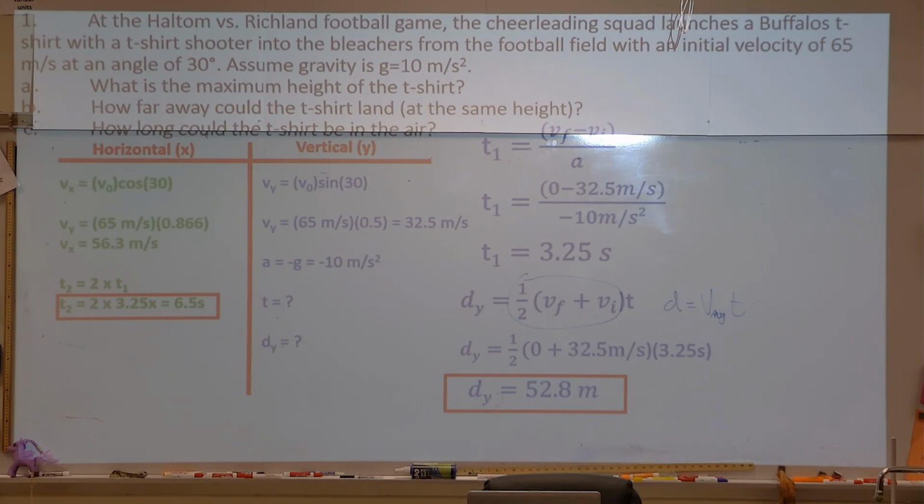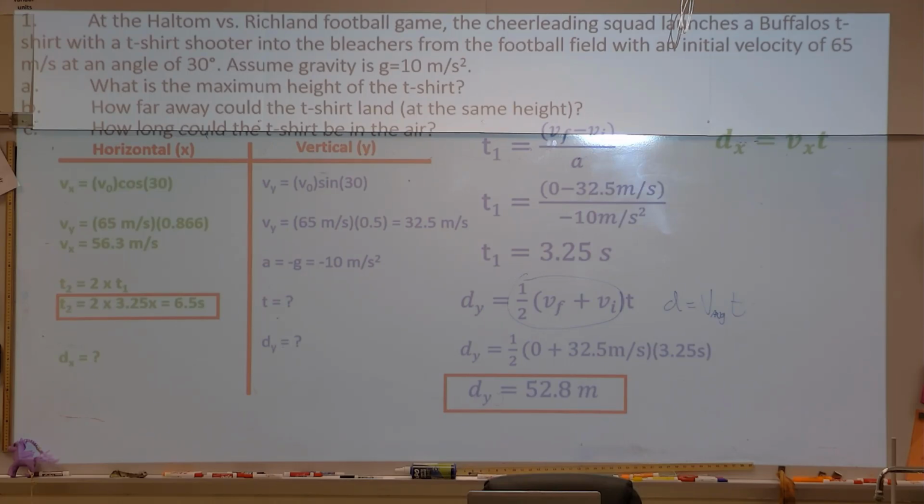So that's the answer to part B. Oh, actually, that's the answer to part C. How far away could the t-shirt land? That's an X question. Now that I have the velocity, the X, and I have the time, I can calculate dx with that equation. Distance is equal to velocity times time. If I'm going 35 miles an hour for 2 hours, 35 times 2 is 70, right? I went 70 miles. So, same thing with the distance.